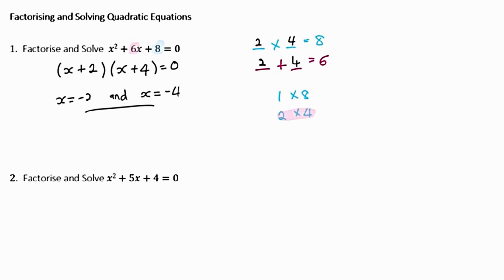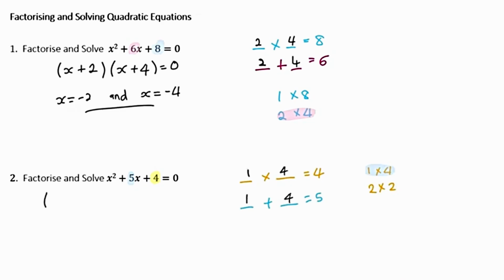For number 2, we have to factorise and solve x squared plus 5x plus 4 is equal to 0. So we need to look for two numbers that give us a product of 4, meaning multiply to give us 4, and the same two numbers need to add to give us a sum of 5. So looking at the factors of 4, we've got 1 and 4 and 2 and 2. And the numbers that also add to give us 5 are 1 and 4.